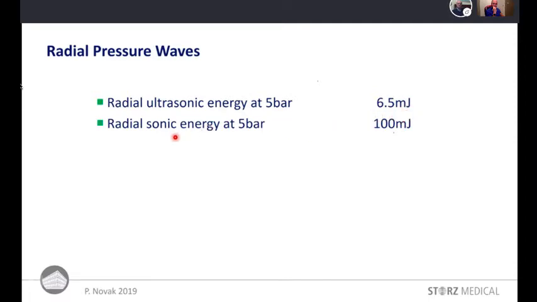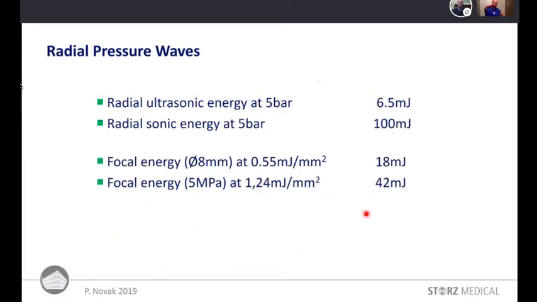Compared to it, the sonic energy, basically the energy of the slow part of the radial pressure waves, is more than 10 times higher, interestingly, compared to the focal shock waves. If we take a small area comparable to the diameter of the focal area, in 0.555 millijoule, there are 18 millijoule. Here we can see that, as usually communicated, the energy of the radial pressure waves is significantly lower than this one.